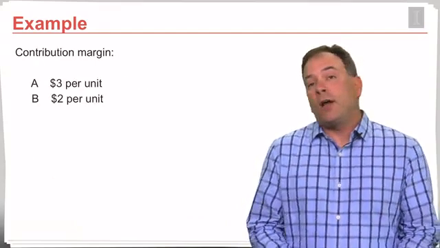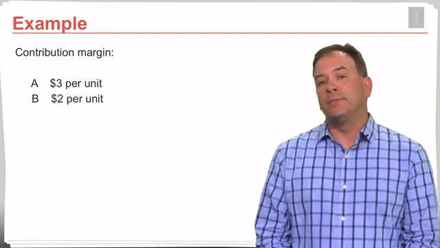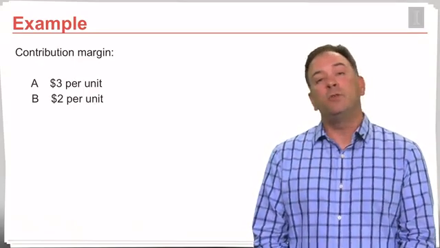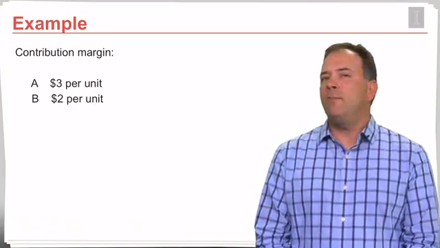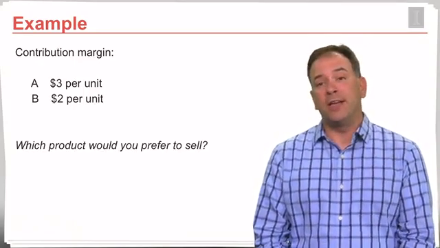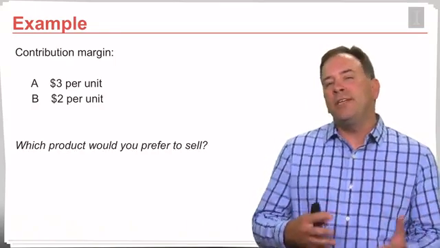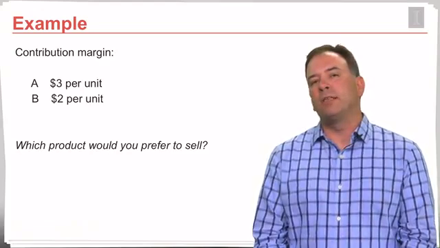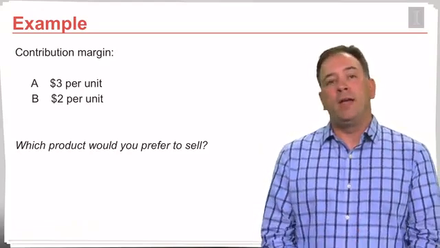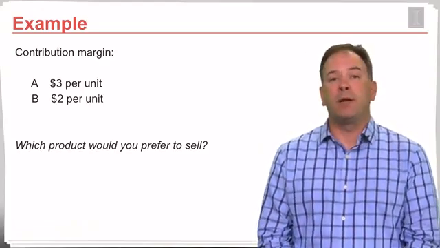So suppose we know the contribution margin for each of our products. Again, $3 for A and $2 for B. And one very basic and almost insulting question is, which product would you prefer to sell? Now maybe there's some strategic issues associated with the different products, but let's assume all of that away and just focus on a profitability perspective.